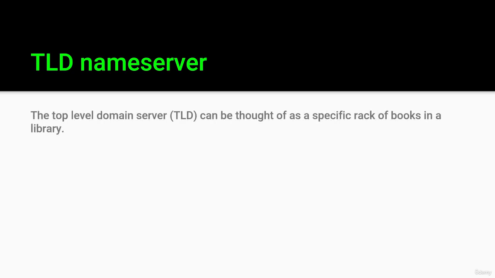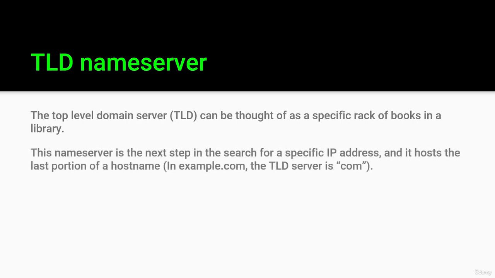We have the TLD name server. The TLD, or top level domain server, can be thought of as a specific rack of books in a library. This name server is the next step in the search for a specific IP address, and it hosts the last portion of a host name. In example.com, the TLD is com; others include .net, .org, etc. This is the top level domain, the com part here.